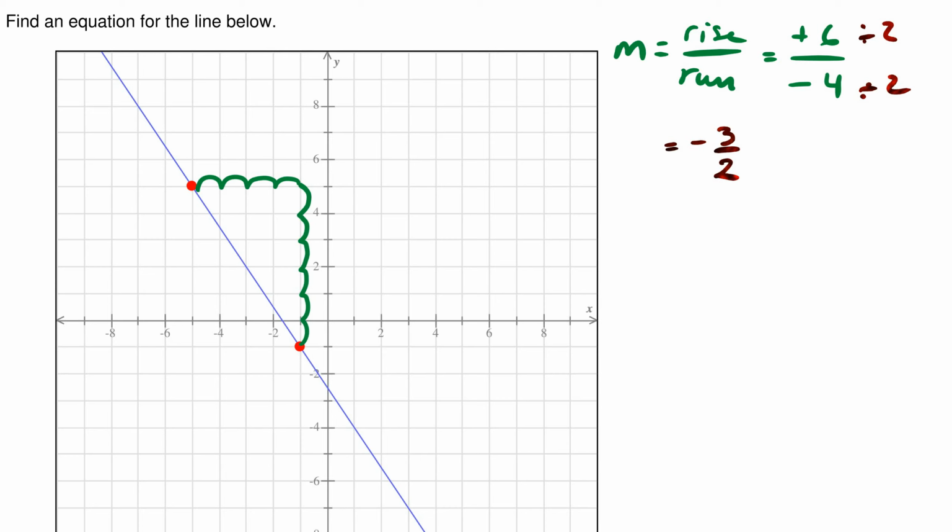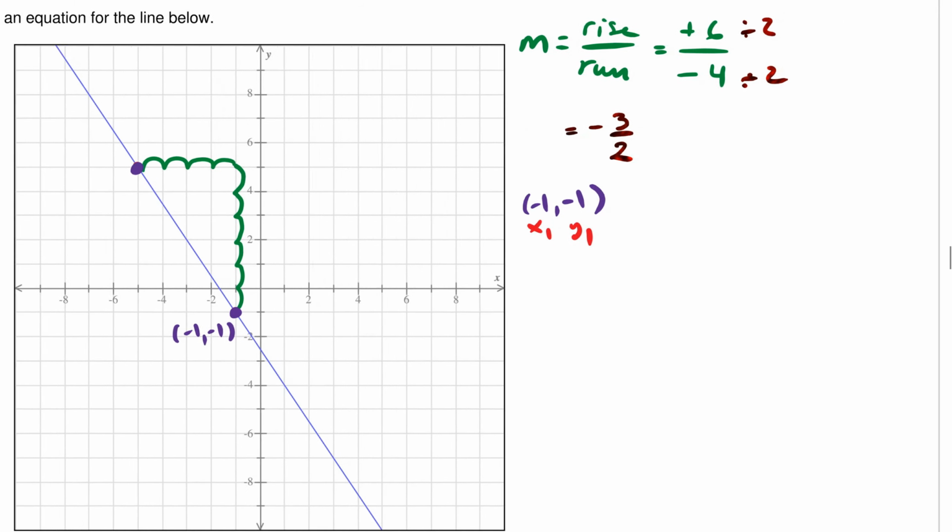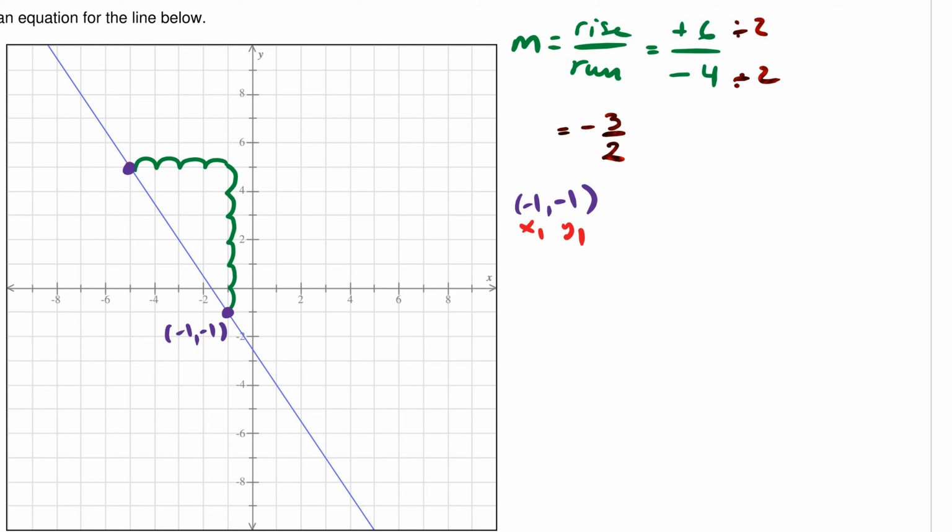Okay, so we have the slope. We need a point to write an equation. You can pick any point on this line, but in this case they give you 2 specific points. So I'm going to use this point, negative 1, negative 1. Okay, so with the point negative 1, negative 1, I can label it as x1, y1. The formula to write an equation is y minus y1 equal to m times x minus x1. That will be y minus negative 1 equal to negative 3 over 2, x minus negative 1.